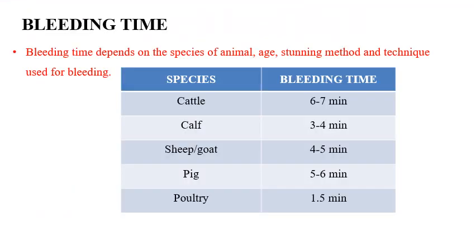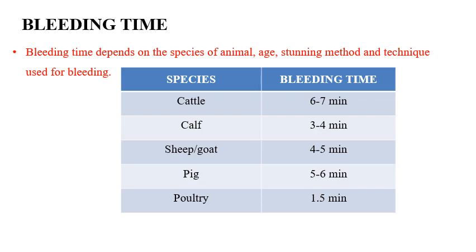Bleeding time. This is the time required for maximum blood to let out. Normally we can get up to 50% of the total blood present, and if we get that much blood, it is very satisfactory. Normally our requirement is that maximum blood should be out. That is the desirable condition for better quality of meat, particularly for better storage life. So bleeding time depends on the species of animal, age, stunning method and technique used for bleeding.